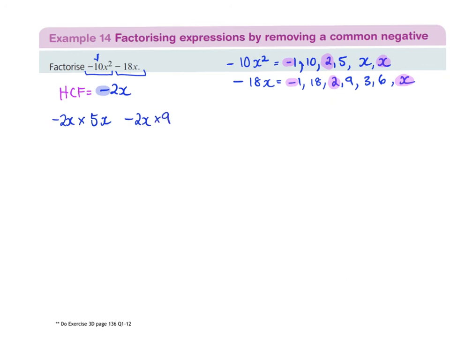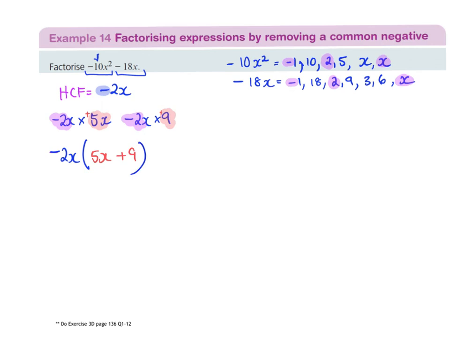All right. So we take out our highest common factor, which is negative 2x. All right, it's outside the bracket. So I'm taking out negative 2x, and then inside the bracket, I'm putting what's left. So it's actually, see, there's no signs here. We just know that they're a plus. So we've actually got 5x and a positive 9 left over. We write it like that.